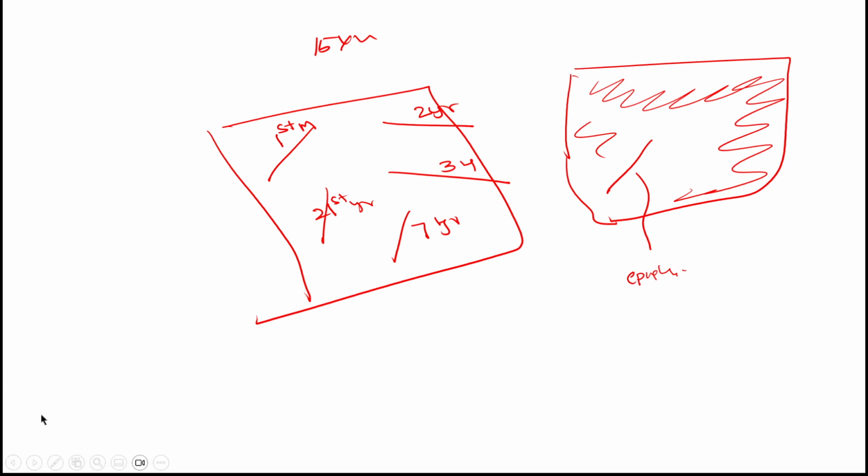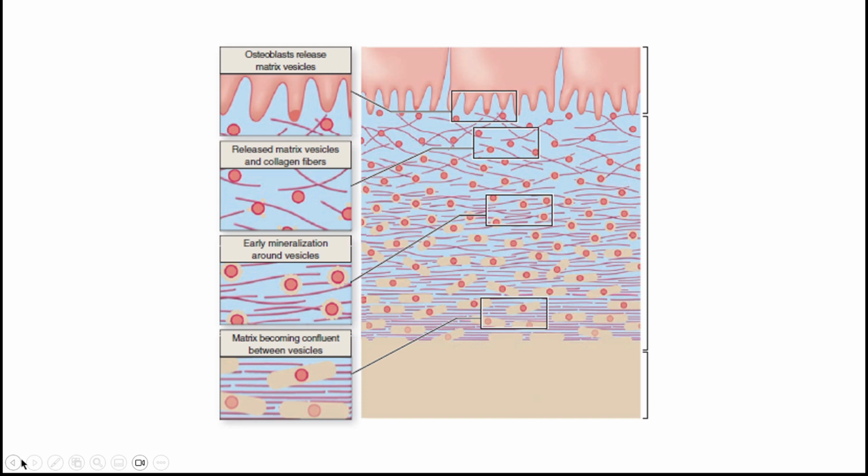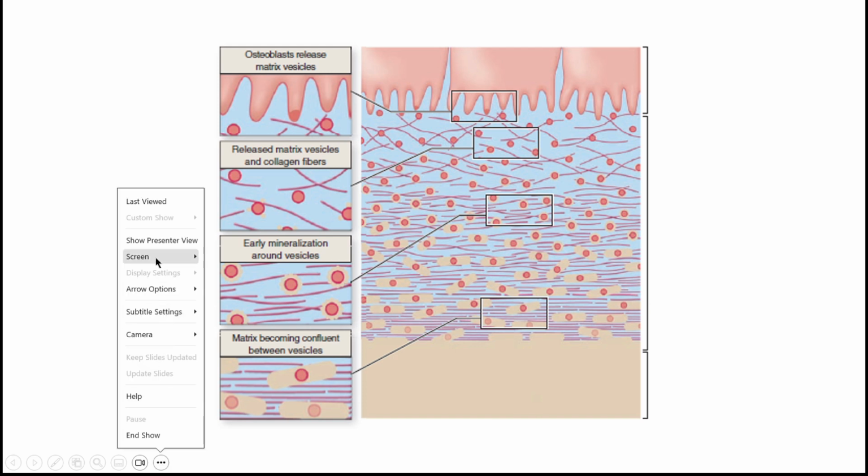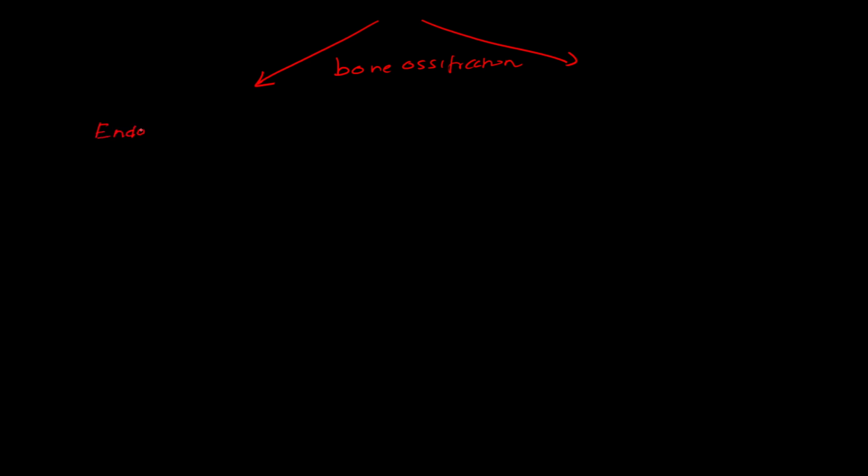The final thing that I have to describe or illustrate would be bone ossification. There are two types of ossification that we come across. One would be endochondral ossification. The other would be mesenchymal ossification.